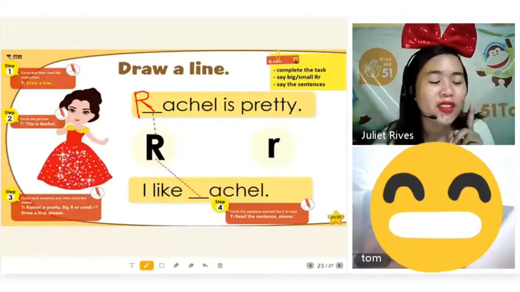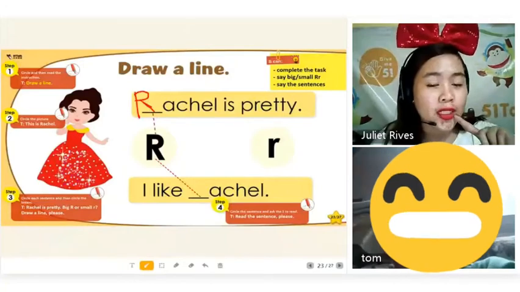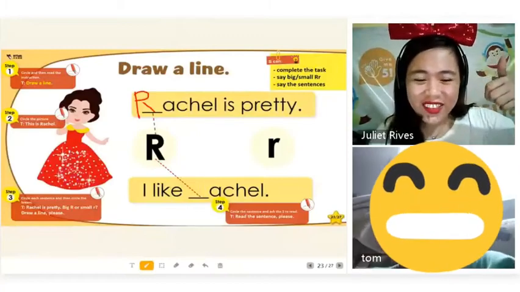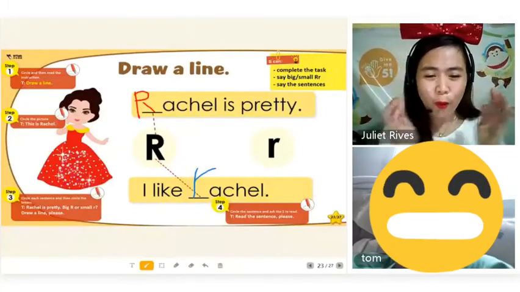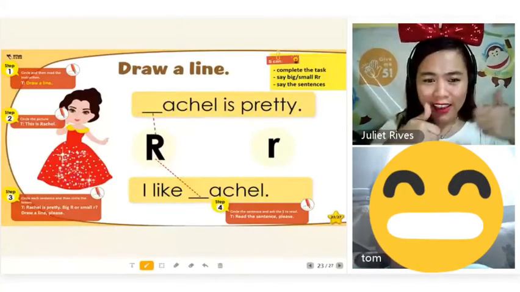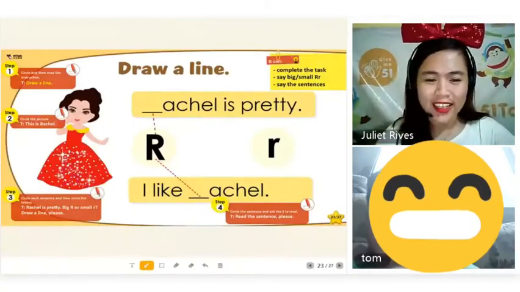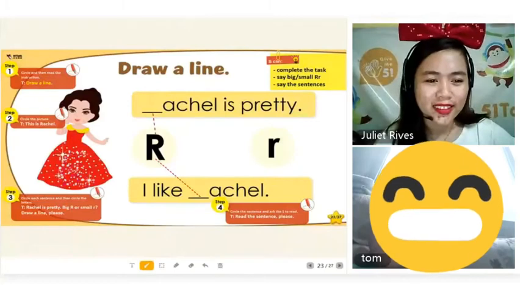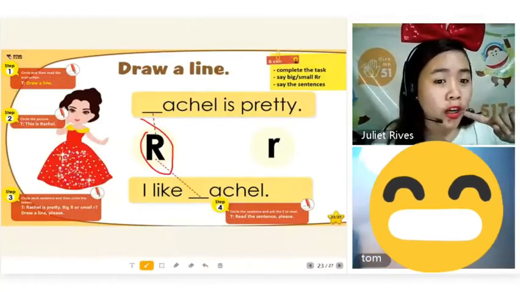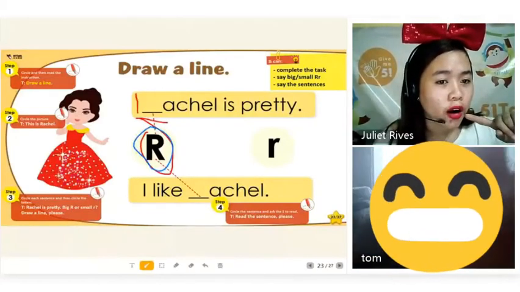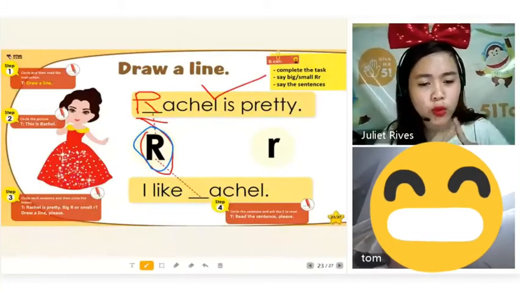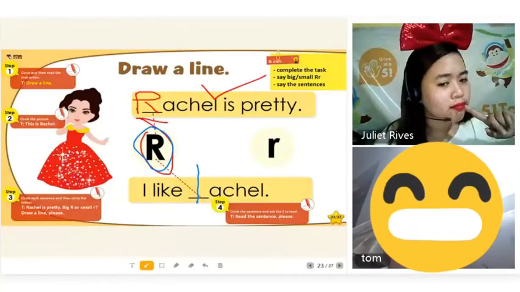Now let's read this word. Racial. Small R. Very good, Tom. This is small R. All right. Can you read it again? Can you draw a line? Are we going to put small R or big R? Big R. Very good, Tom. How about this one? Small R.